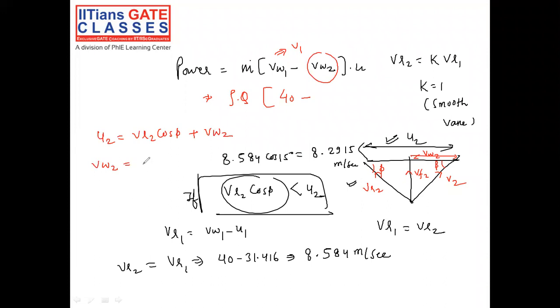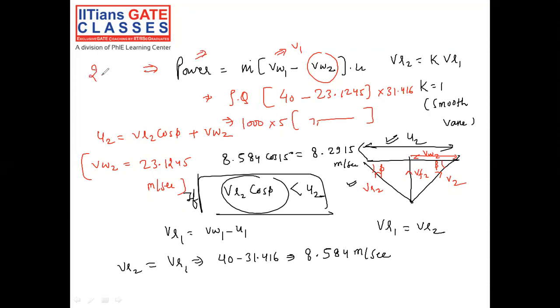And what is V omega 2? If you just calculate, you are going to get 23.1245 meter per second. So I'm going to put 23.1245 into 31.416. So it is 1000 into 5 into this particular data. So 40 minus 23.1245 into 31.416 into 1000 into 5. They have asked in megawatt. So we are getting the answer as 2.65 megawatt.